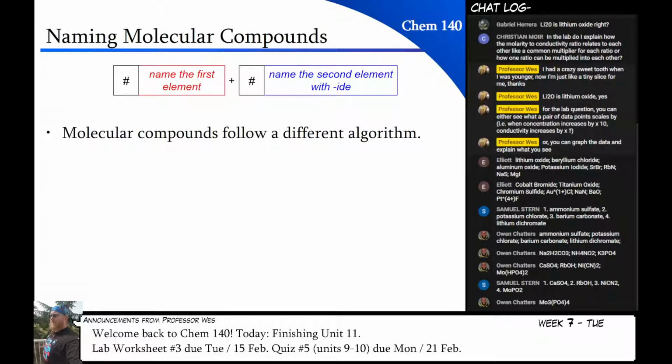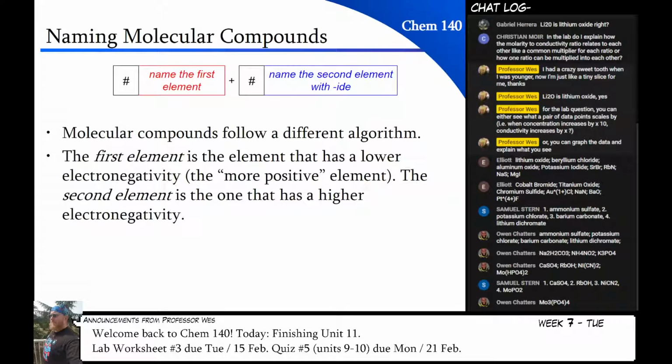So, these compounds follow a totally different set of rules, but they look real similar, so you've got to be careful with this. So the first thing you're going to do is identify which element is the first element. Now, I've written the word electronegativity on the slide without realizing that we don't really do electronegativity in Chem 140, so you don't know what that term means. Instead, we are going to say that it is the more positive element, or in other words, more metallic. That one goes first.